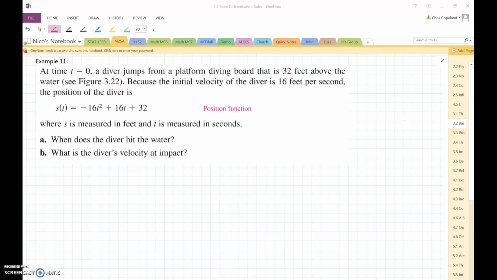Example 11. At time t equals 0, a diver jumps from a platform diving board that is 32 feet above the water. Because the initial velocity of the diver is 16 feet per second, the position function of the diver is s of t equals negative 16t squared plus 16t plus 32, where s is measured in feet, t is measured in seconds. When does the diver hit the water?